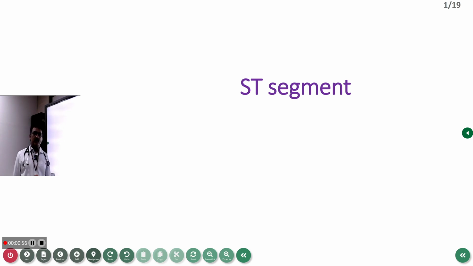Today let us discuss ST segment elevation. We all know that ST segment elevation in ECG indicates myocardial infarction, and ST segment depression indicates ischemia of the myocardium. But we will see other conditions also which can produce ST segment elevation and ST segment depression.